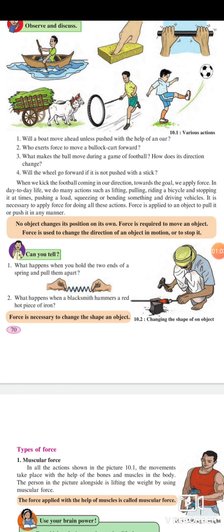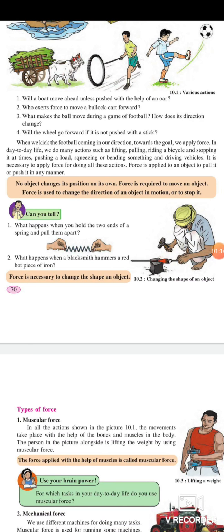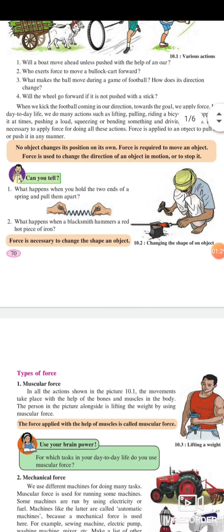No object changes its position on its own. Force is required to move an object. Force is used to change the direction of an object in motion or to stop it. Can you tell what happens when you hold two ends of a spring and pull them apart? What happens when a blacksmith hammers a red hot piece of iron? Force is necessary to change the shape of an object.